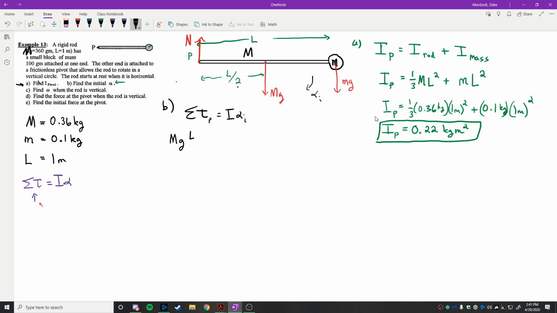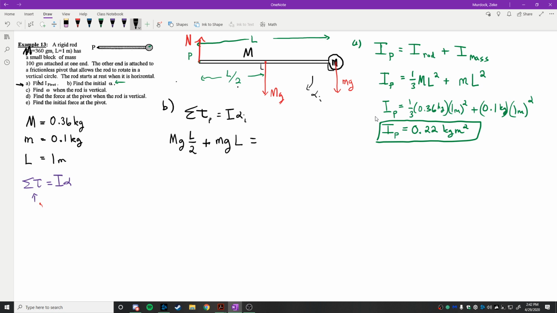So we're going to say our torque for big mg is just going to be mg times this distance, L over 2, plus the torque from little mg, but that one's multiplied by the total length L here. We don't need to put angles yet because these are right angles right here. You'd multiply by sine 90.